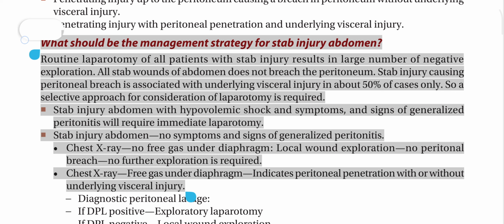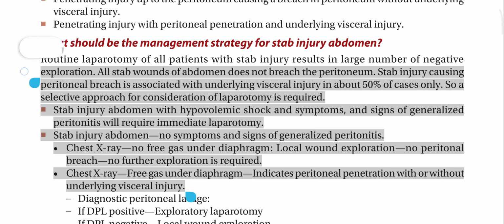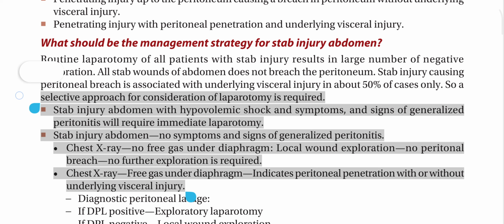What should be the management strategy for stab injury abdomen? Routine laparotomy of all patients with stab injury results in large number of negative explorations. All stab wounds of abdomen do not breach the peritoneum. Stab injury causing peritoneal breach is associated with underlying visceral injury in about 50% of cases only. So, a selective approach for consideration of laparotomy is required.